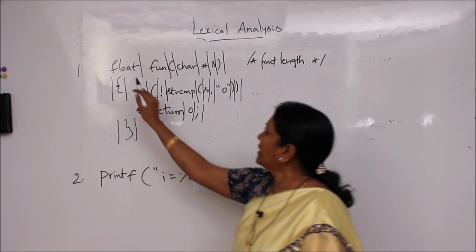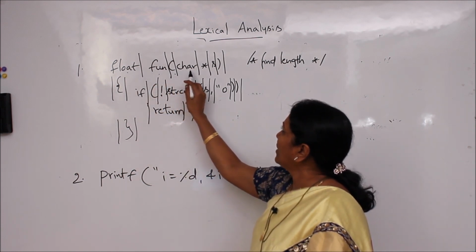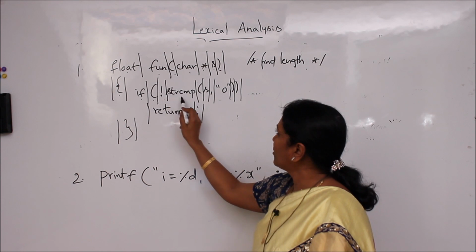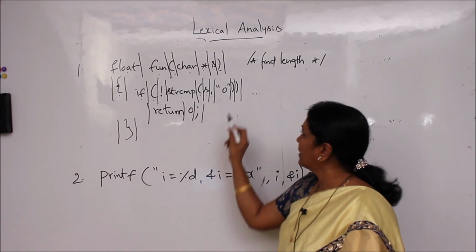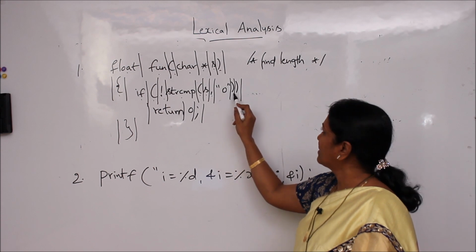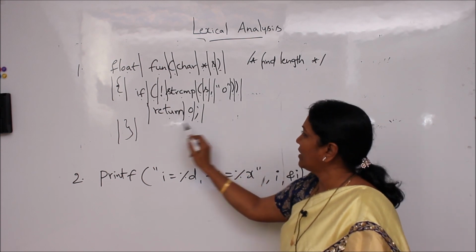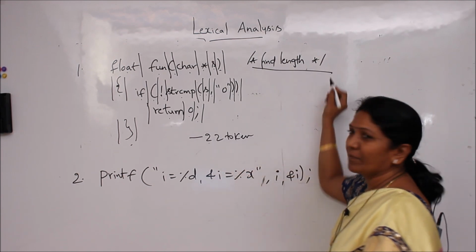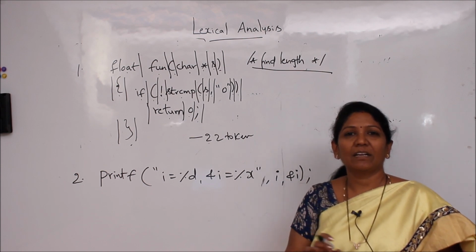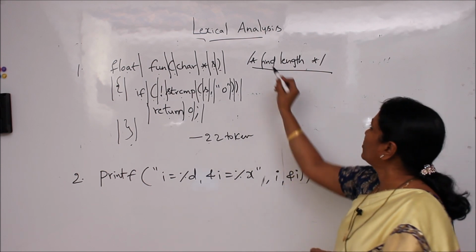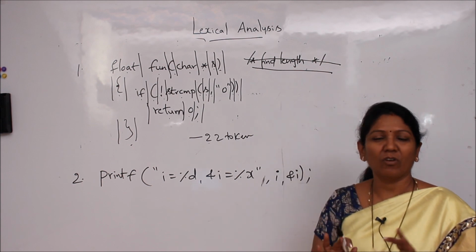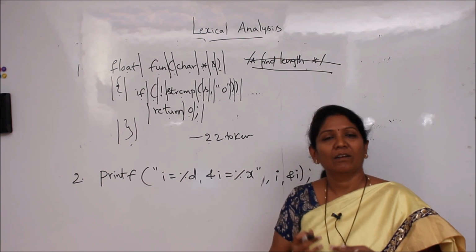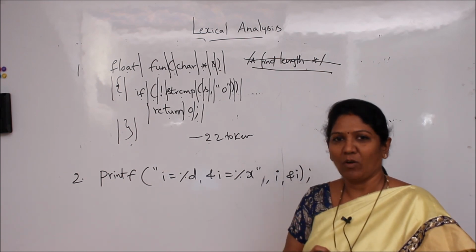So let's count how many we get. 1, 2, 3, 4, 5, 6, 7, 8, 9, 10, 11, 12, 13, 14, 15. This complete thing is 1, 16, 17, 18, 19, 20, 21, 22. So 22 tokens. Here you may wonder what to do with the comment. We already discussed that the lexical analyzer eliminates or removes all the comment lines, so no need to consider comment lines. A comment is not a token because it is removed before starting the lexical analysis phase. The first step is removing all the comment lines.